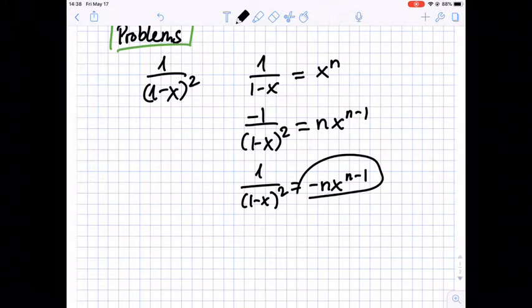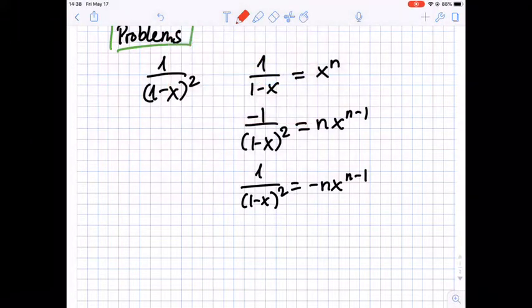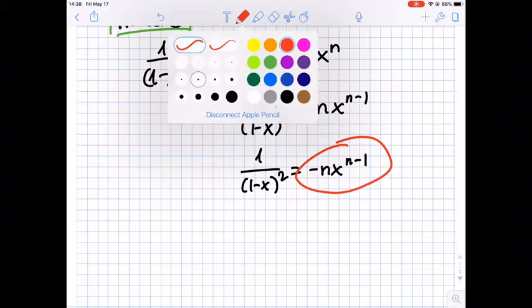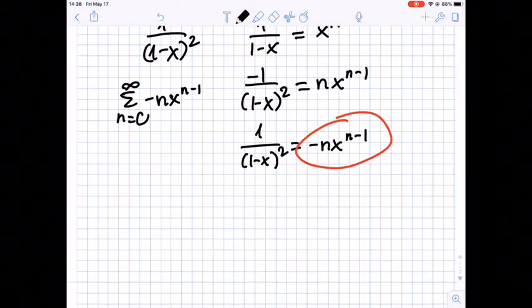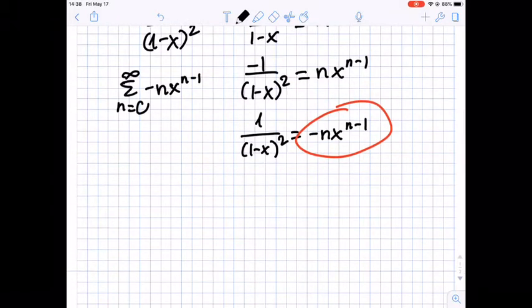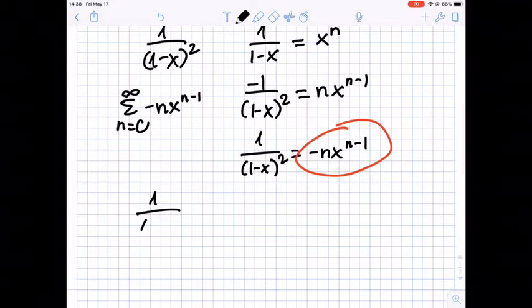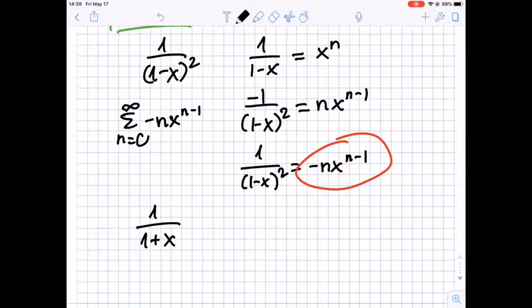And this right here is the general term for this series, the sum from n equals 0 of n times x to the power of n minus 1. Similarly, there are other ones, which is 1 over 1 plus x. In this part, we will have to use integration to find the equivalent form using the power series.